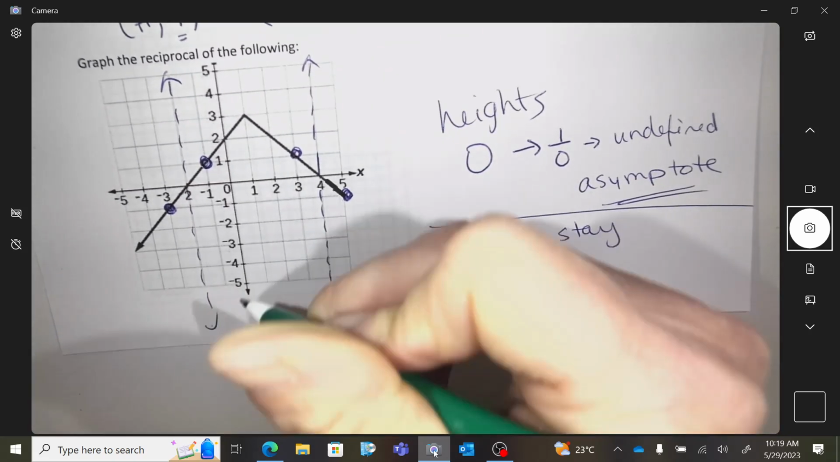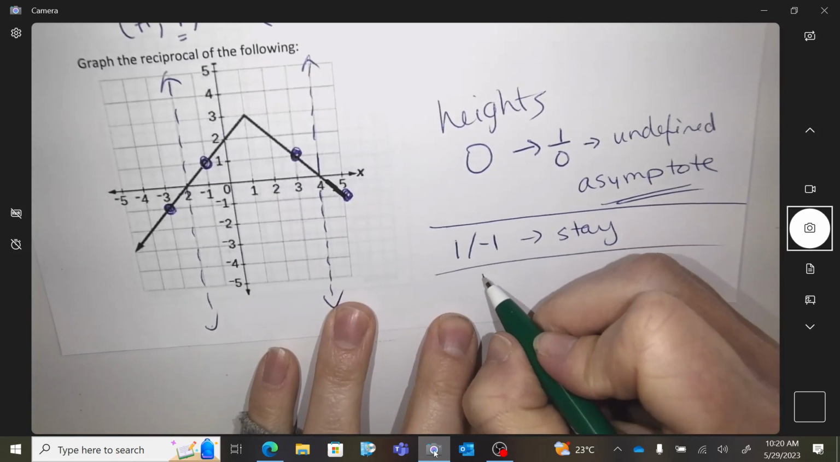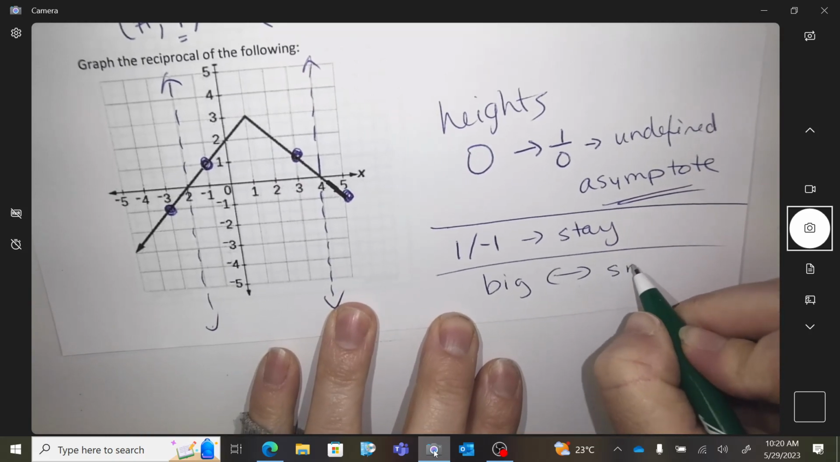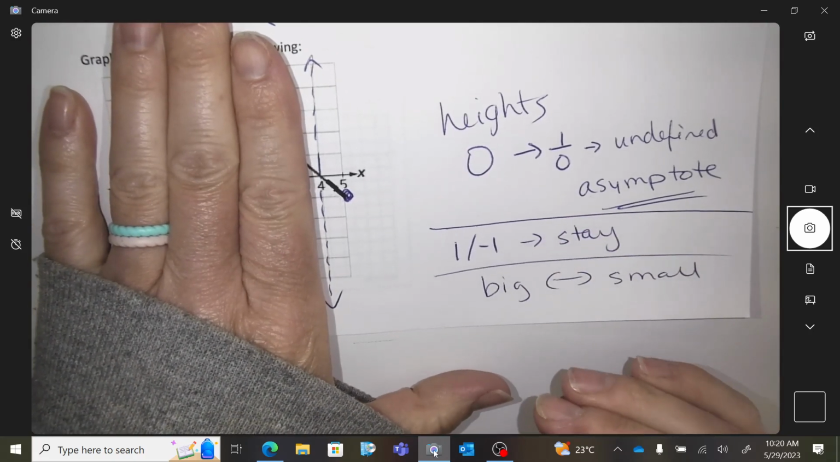So there's 4 coordinates here. Those 4 coordinates will never ever change. And then the last step is to do the pattern. So remember, a big number, when you reciprocate it, would become small. For example, 100 is big, it would become 1 over 100, which is really small. Okay, so we're going to have to do chunks. So I'm going to do this chunk first.